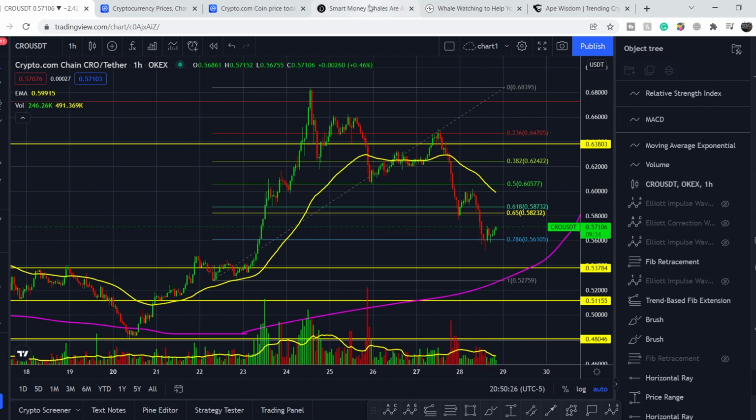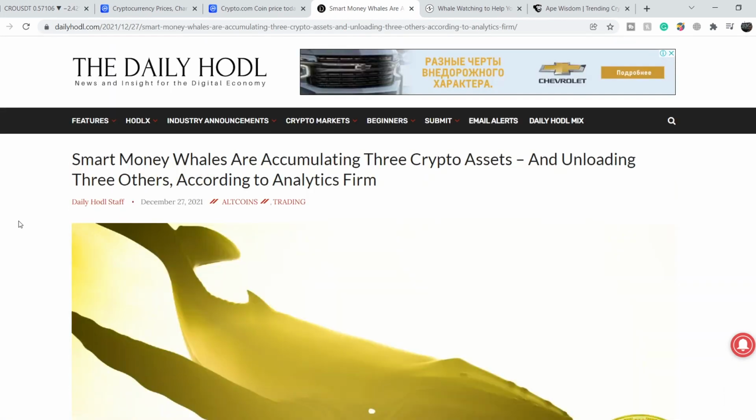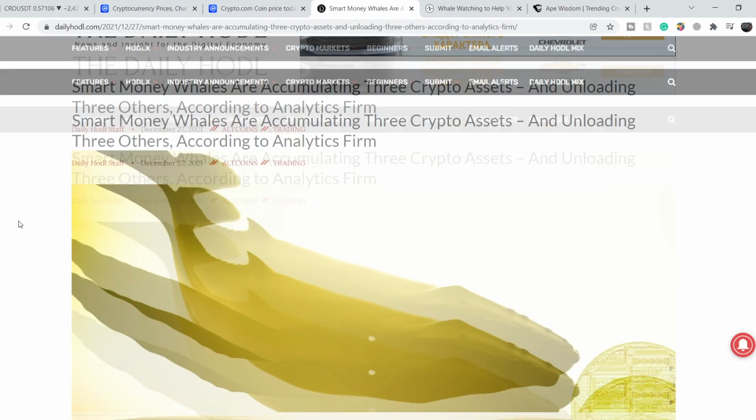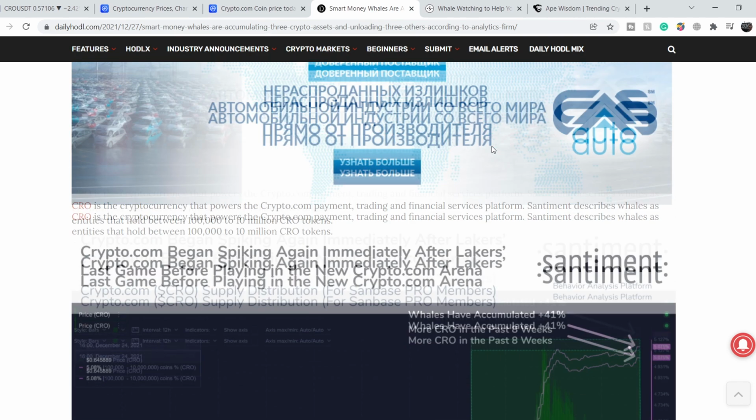So let me show you the main news that might be a catalyst for the price of crypto.com coin. We are on dailyhodl.com, and this article was published on December 27th, and it's titled "Smart Money Whales Are Accumulating 3 Crypto Assets and Unloading 3 Others," according to an analytics firm. And let me quote this: "Smart money crypto whales are gobbling up 3 digital assets while selling 3 others," according to insights from Sentiment. Sentiment tells its 120,200 Twitter followers that whales have bought 41% more CRO over the last 2 months.